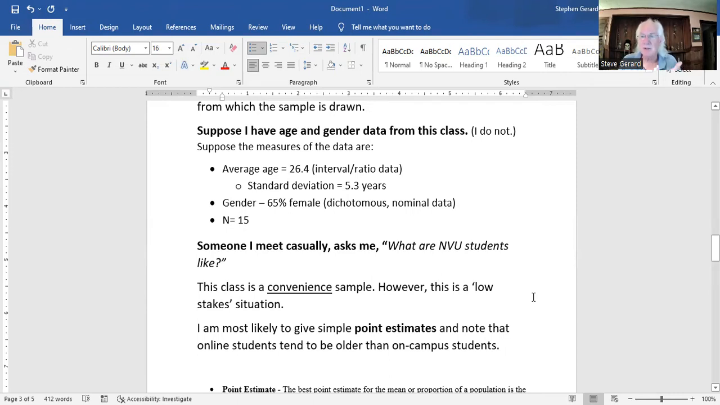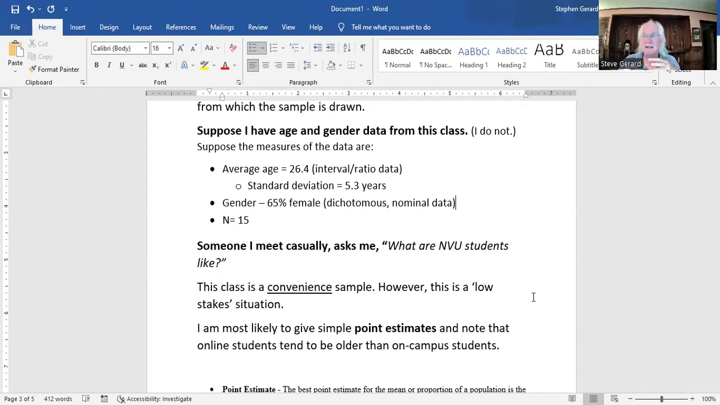By low stakes, I mean, I meet somebody at a party, and I tell them I teach for NVU, and they say, "Oh, what are NVU students like?" I'm not trying to get this information published. They just want some information, and I can tell them some information. I am most likely to give simple point estimates and note that online students tend to be older than on-campus students.